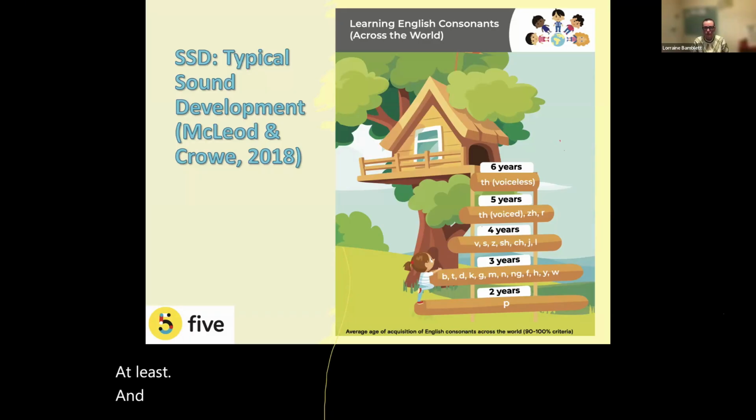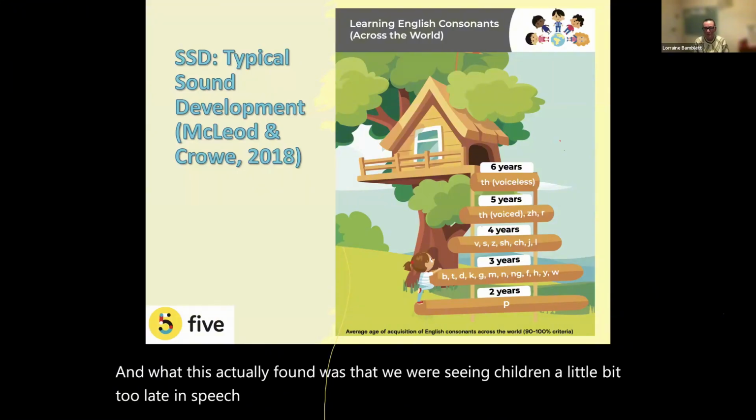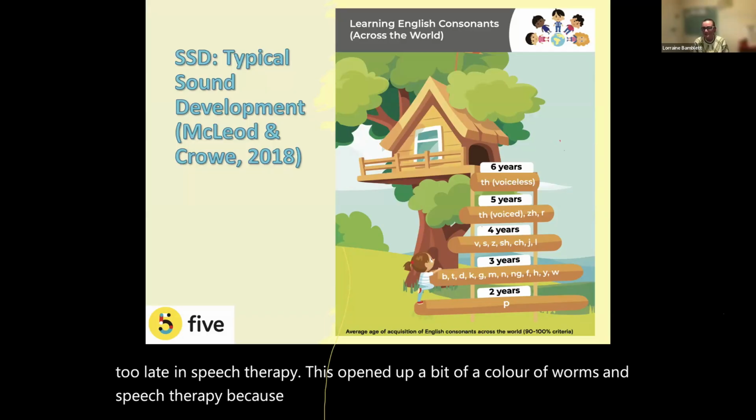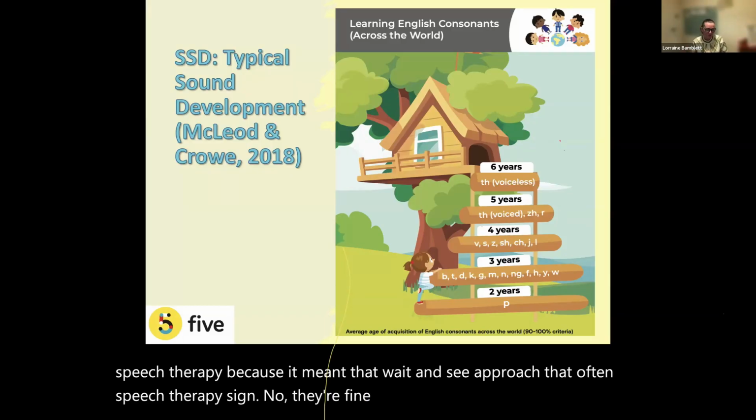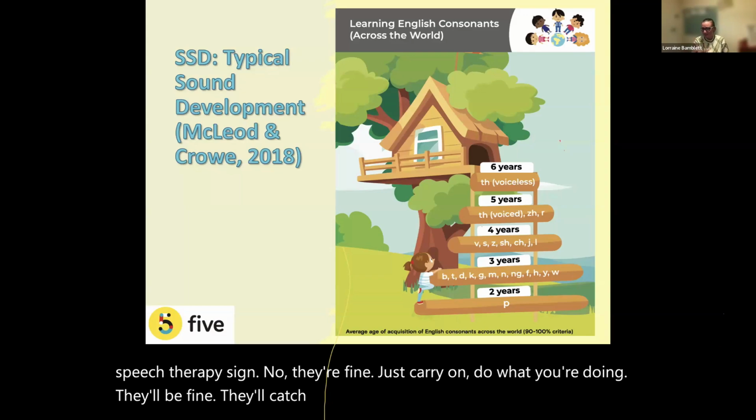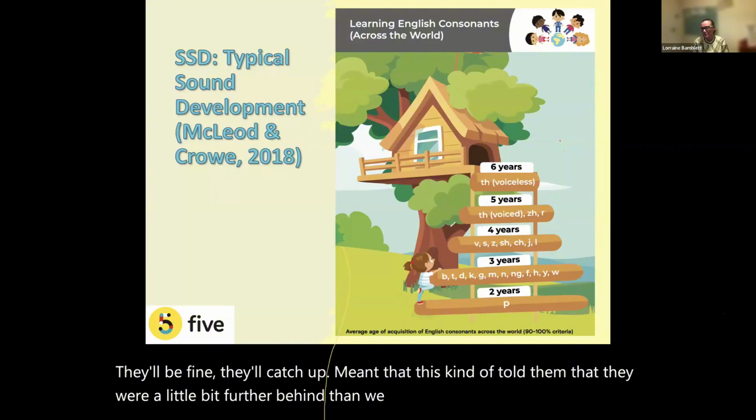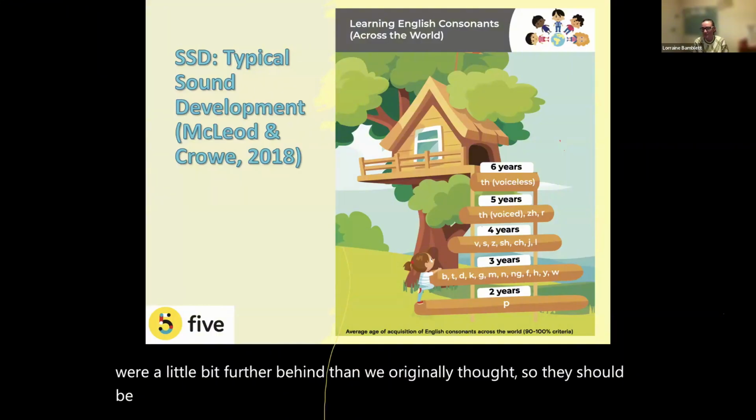And what this actually found was that we were seeing children a little bit too late in speech therapy. This opened up a bit of a can of worms in speech therapy, because it meant that the wait and see approach that speech therapists often took, saying no, they're fine, just carry on, they'll catch up, was wrong. It told us that they were a little bit further behind than we originally thought. So they should be seen earlier.